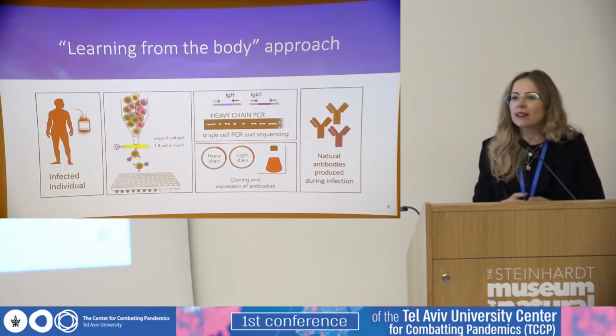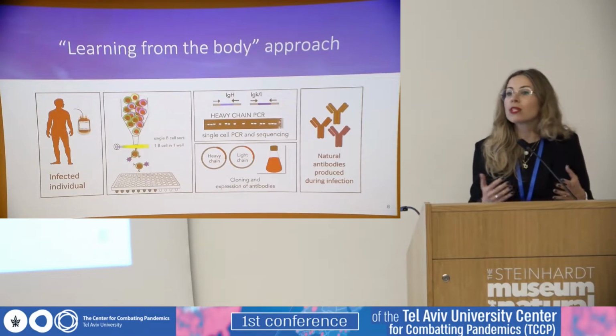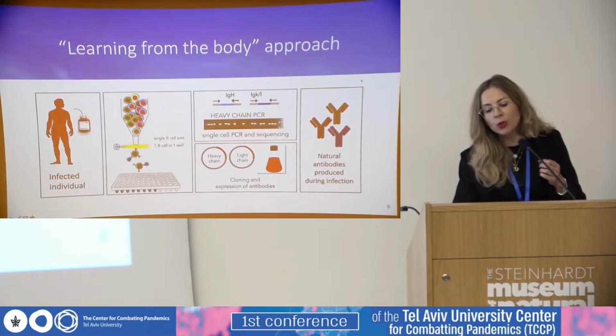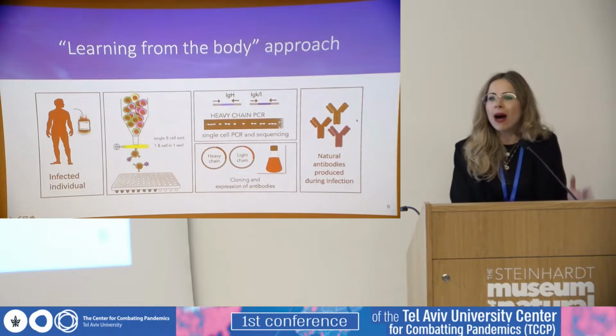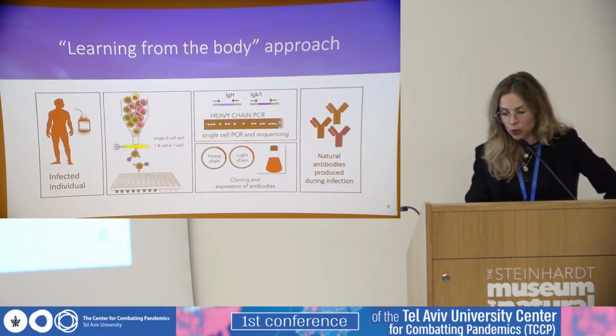We can select antibodies that we would like to continue working with. We can clone them to expression vectors and produce them in the lab. And in the end, we have what we believe are the natural antibodies that were made by the immune system, by the germinal centers of these individuals.